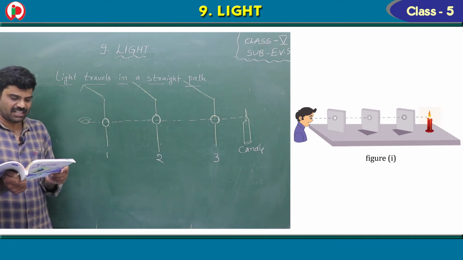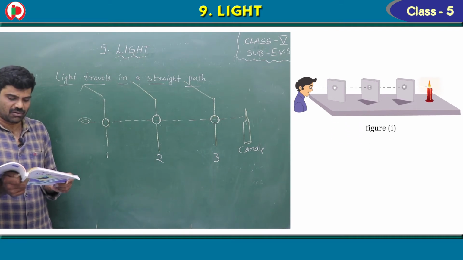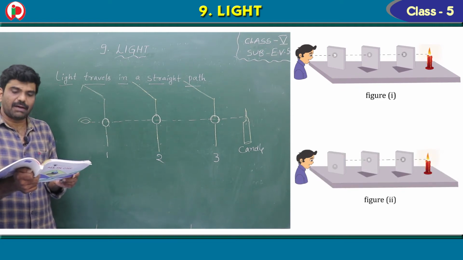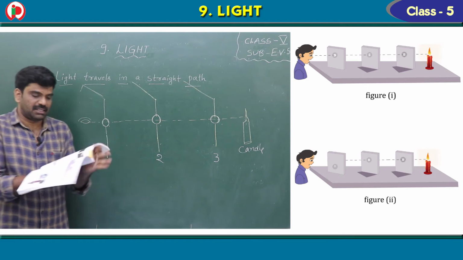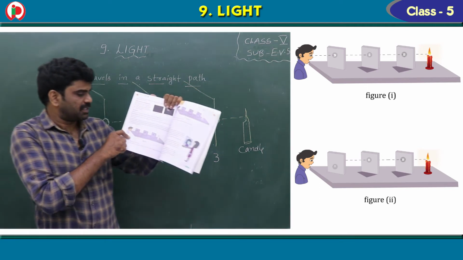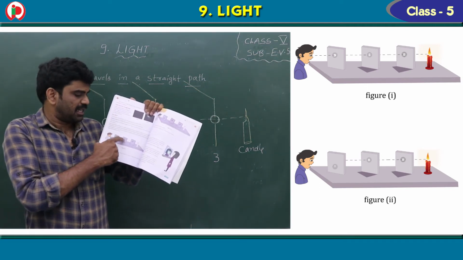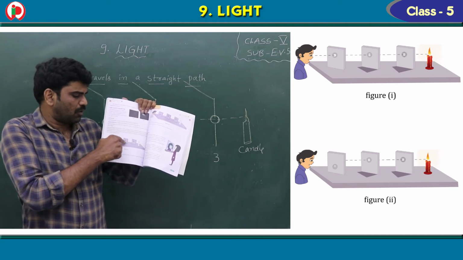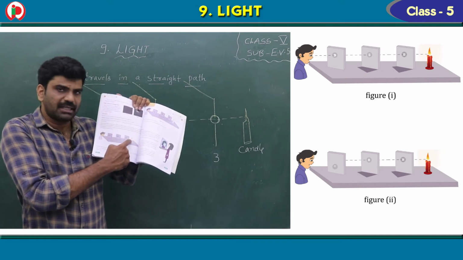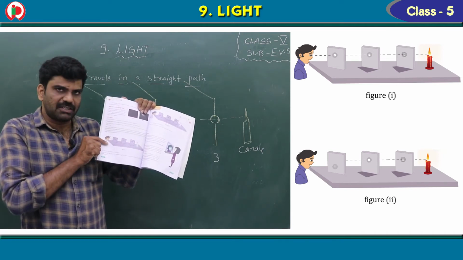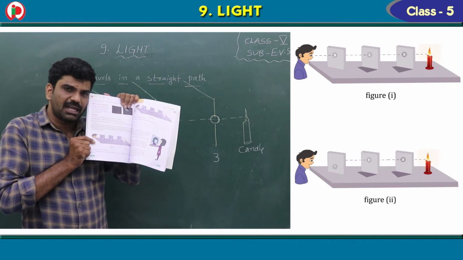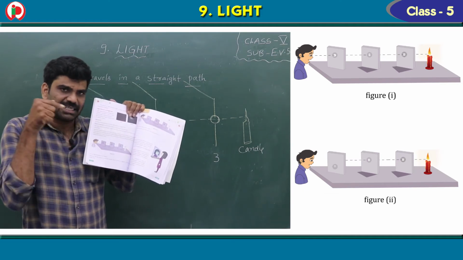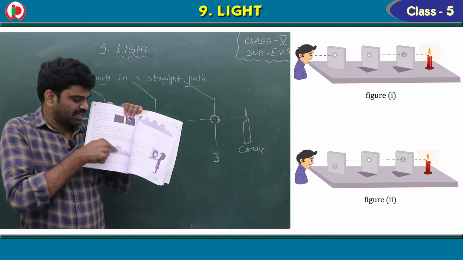Yes. Now turn the first cardboard upside down as shown in figure 2. Here, see children, this is the first figure. See these 3 cardboards are of the same size and the holes are at the same height, and here the candle is there. Now the person is looking. Can we see the light? Yes. Why? Because all the 3 holes are of the same size and same height. So light travels in a straight line.